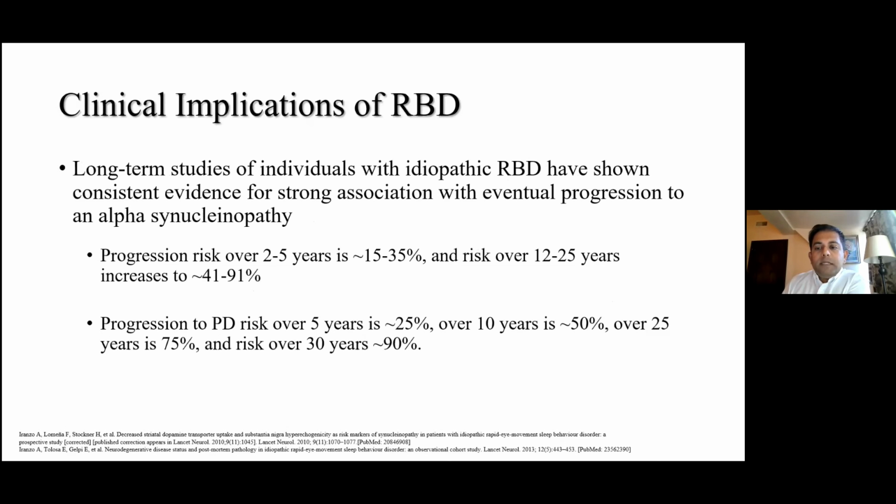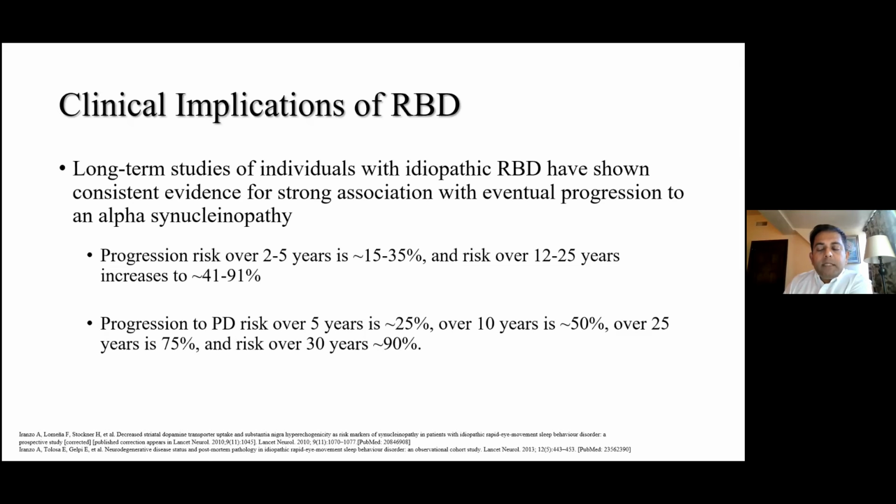Long-term studies of individuals with idiopathic RBD have shown consistent evidence for a strong association with eventual progression to Parkinson's, non-amnestic mild cognitive impairment, dementia with Lewy bodies, or multiple system atrophy. The overall risk of developing one of these conditions when the individual is diagnosed with RBD is 15 to 35% within 2 to 5 years. The risk over 12 to 25 years increases up to 41 to 91%.